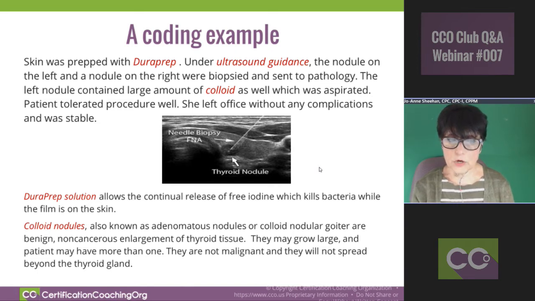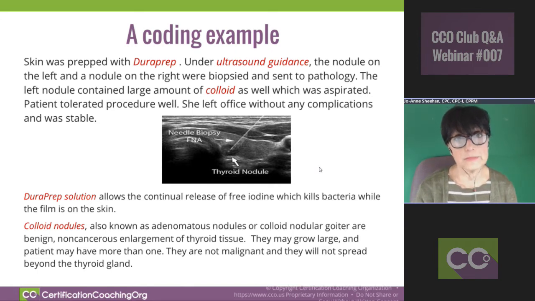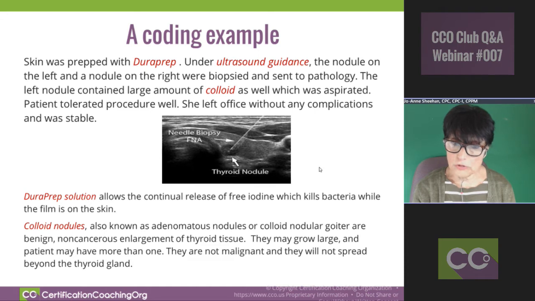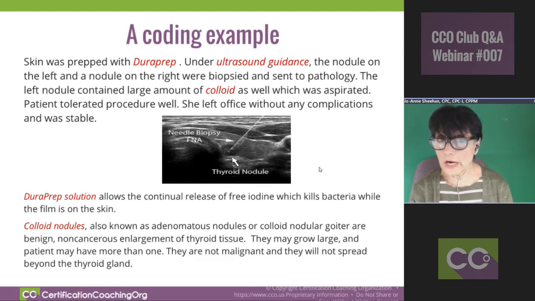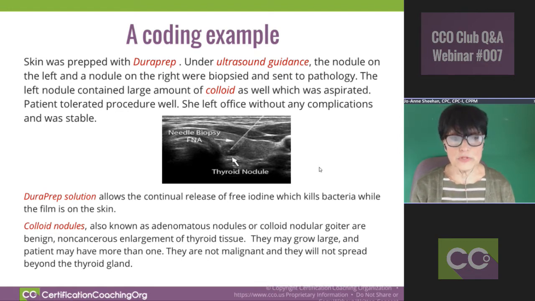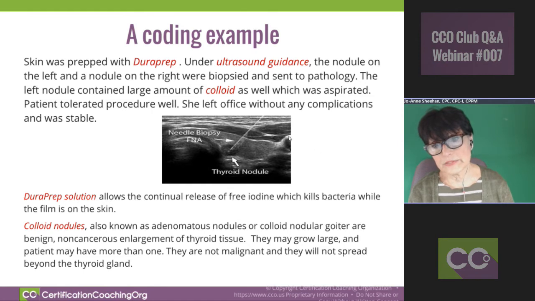And the colloid nodules, there are different names for colloid nodules. They're known as adenomatous nodules. So your doctor may use that instead of colloid, or colloid nodular goiter. Goiter is a very common term. And these are benign, non-cancerous enlargement of thyroid tissue. And that's what we're talking about in this particular coding example. They can grow large and they can have more than one, but they're not malignant and they don't spread beyond the thyroid gland.